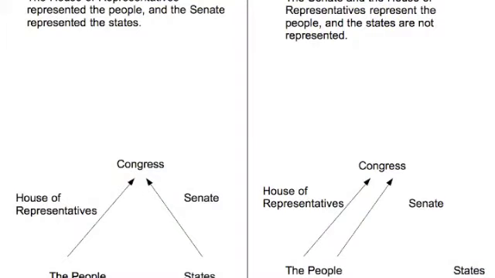In Madison's Congress, and I'll just give you this graphic here, the House of Representatives represented the people, and the Senate represented the states. In the 17th Amendment Congress, the Senate and the House of Representatives both represent the people, and the states are not represented at all. Remember my earlier remark about the states being a fourth branch of government? This is another way in which the states were intended to be a fourth branch of government.